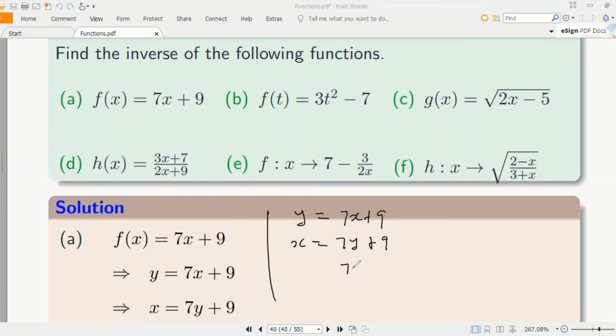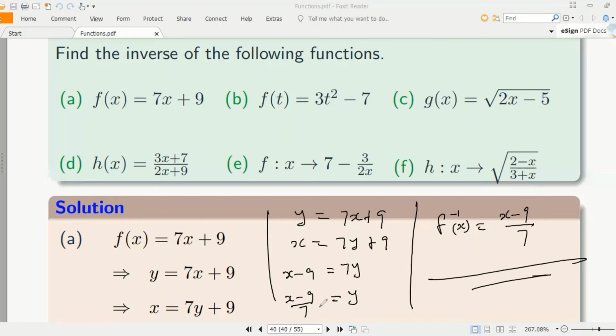So for example, if I left it here, then I would have x minus 1. Dividing both sides by 7, I would have that y is x minus 9 divided by 7. This was step 4. Then step 5 says that where there is y, write f inverse of x. So f inverse of x is x minus 9 over 7. This is the inverse of that function.